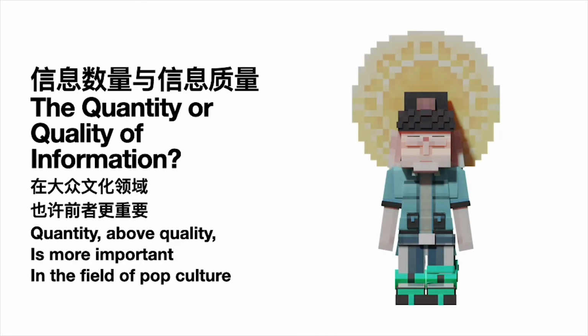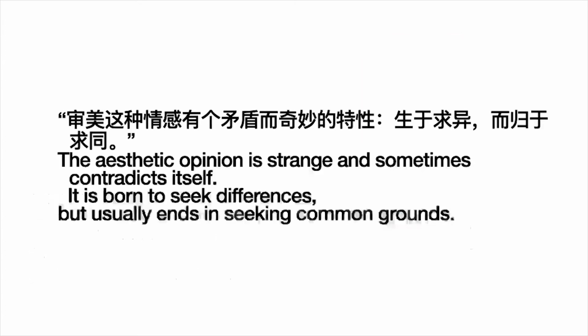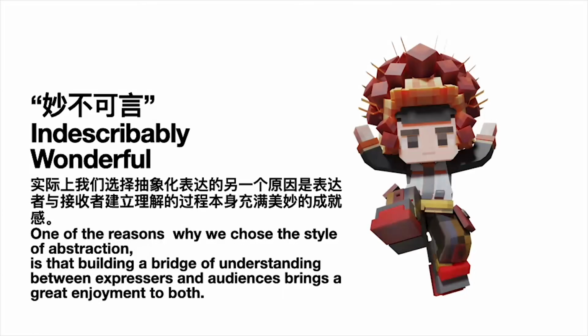And to pick one path from these two, we came to another conclusion. In the field of pop culture, the quantity of information matters more than the quality. So we should choose the quicker way, abstraction. And what makes us more confident about this choice is that we believe the aesthetic opinion is strange and sometimes contradicts itself. It is born to seek differences, but usually ends in seeking common grounds. So we think building a bridge of understanding between expressors and audiences brings a great enjoyment to both.